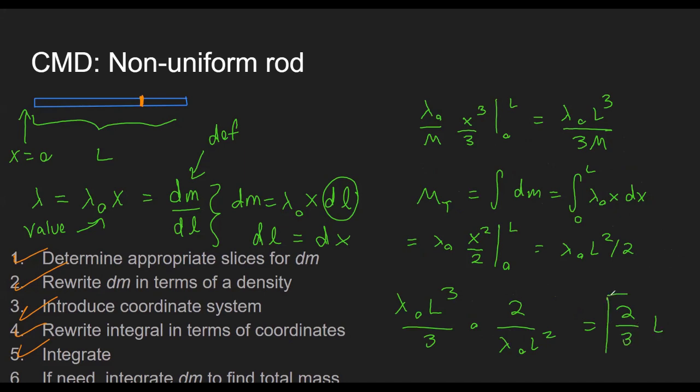L. Now, if this looks very similar to the result from the previous problem, notice that in this problem, we have a linearly increasing density. In the previous problem, we had a uniform density, but the height of our slices increased linearly. And so it is not a coincidence that we've gotten the same result for this problem.